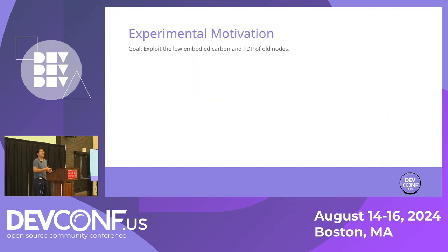The main motivation that we started with in the beginning was, is there a way we can exploit the low embodied carbon and low power use of these older nodes rather than run everything on the newer machines? And what are the trade-offs there, right?